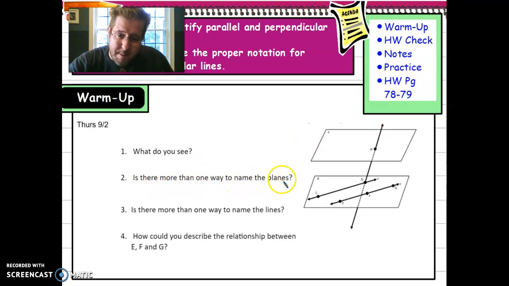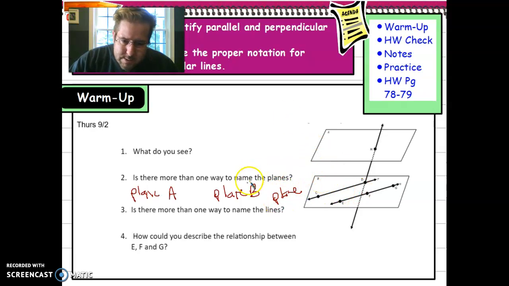Is there more than one way to name a plane? As I mentioned in the last video, plane A only has one way to name it, right? Plane B can actually be named more than one way. It depends on the question. Plane B could also be named plane EFD, using capital letters. Keep in mind this B is supposed to be italicized. It doesn't matter what three letters you use when you're naming a plane, as long as those 3 points are not collinear.